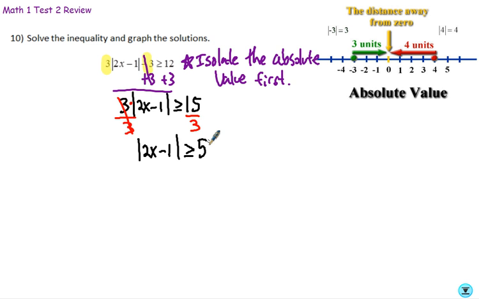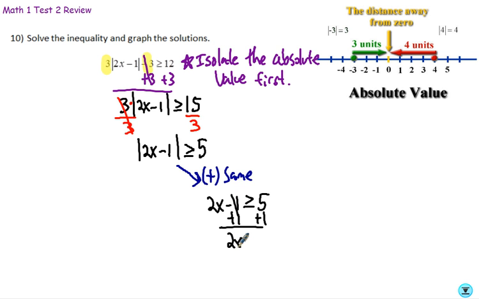So now that I have the absolute value isolated, nothing in front, nothing behind, now I can pull the two things apart. The first one is, what if it's coming from the positive direction? This is where you just keep it the same: 2x minus 1 greater than or equal to 5. I'm going to add 1 to both sides, divide by 2, and we get x is greater than or equal to 3.